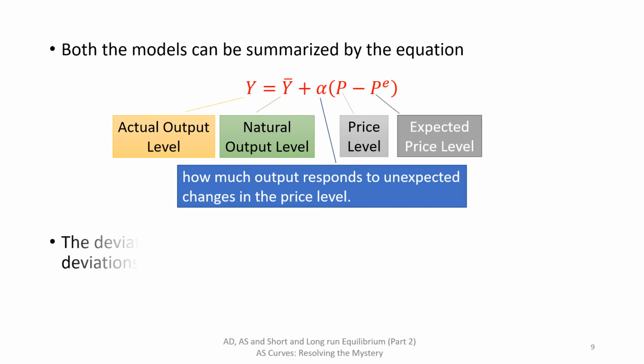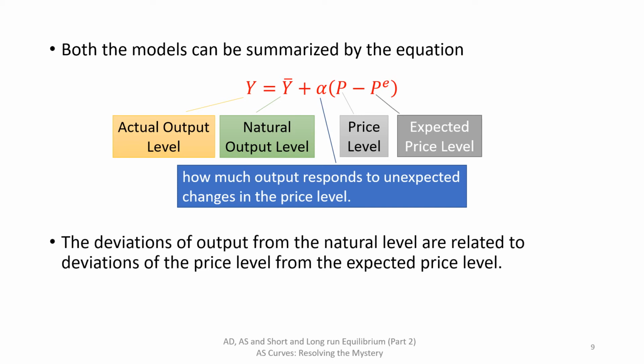This equation shows that the deviations of output from natural level are related to deviations of prices from expected price level. In other words, it shows that when actual price is higher than expected price, the output will be higher than potential level of output. The slope of short-run aggregate supply curve is 1 over alpha.